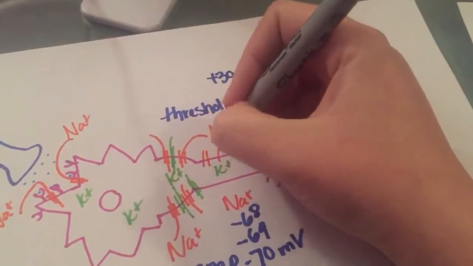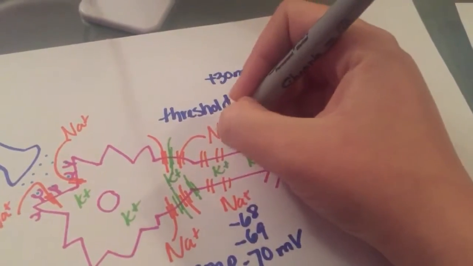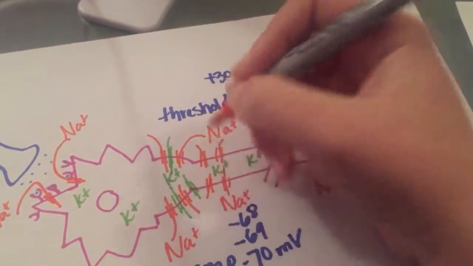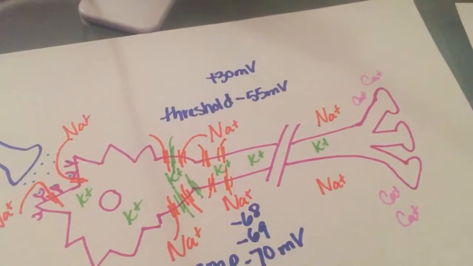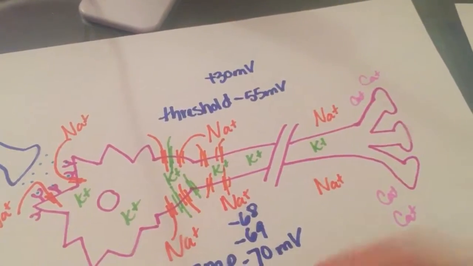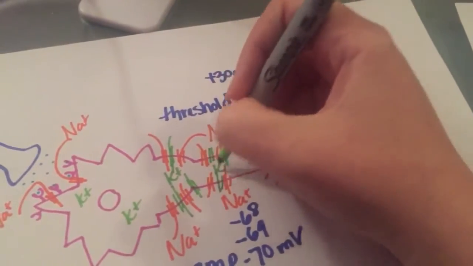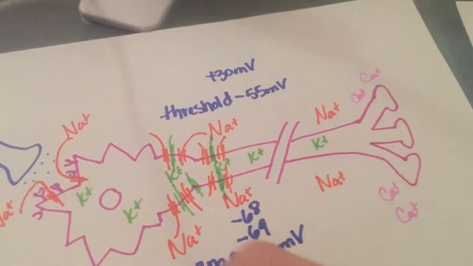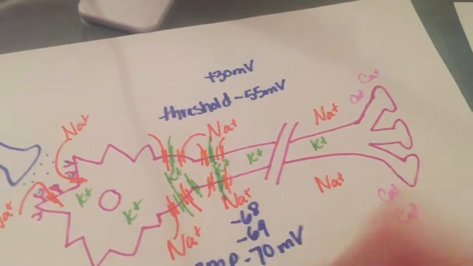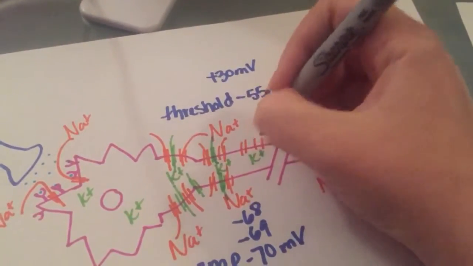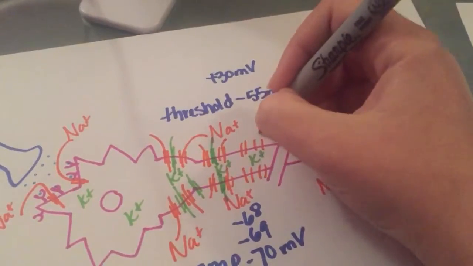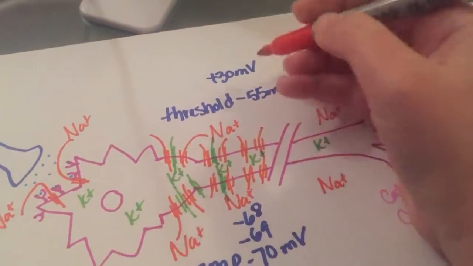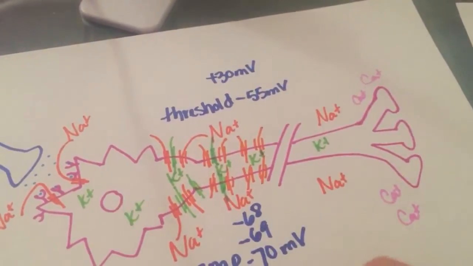opening up sodium channels, allowing sodium to flood in. It depolarizes the membrane up to positive 30. Positive 30, the potassium channels catch up. The potassium goes out, causes the next segment to open up its sodium channels. Sodium comes in, reaches positive 30, releases the action potential again.